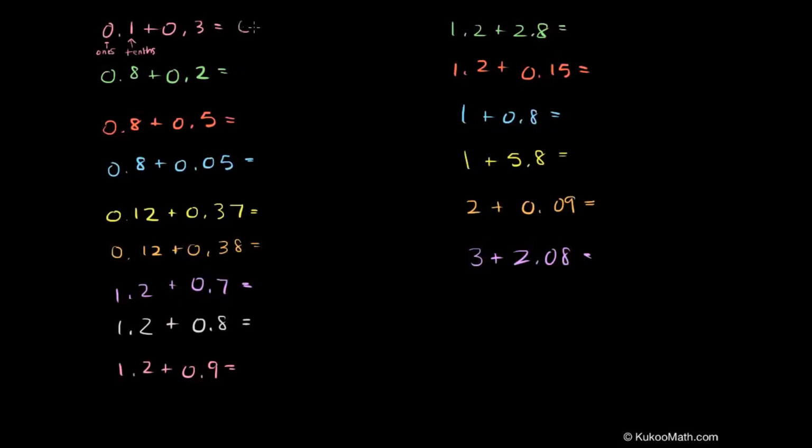0 plus 0 is still 0, and then on the right side of the decimal, we have 1 plus 3 is 4. So our answer is 0.4.